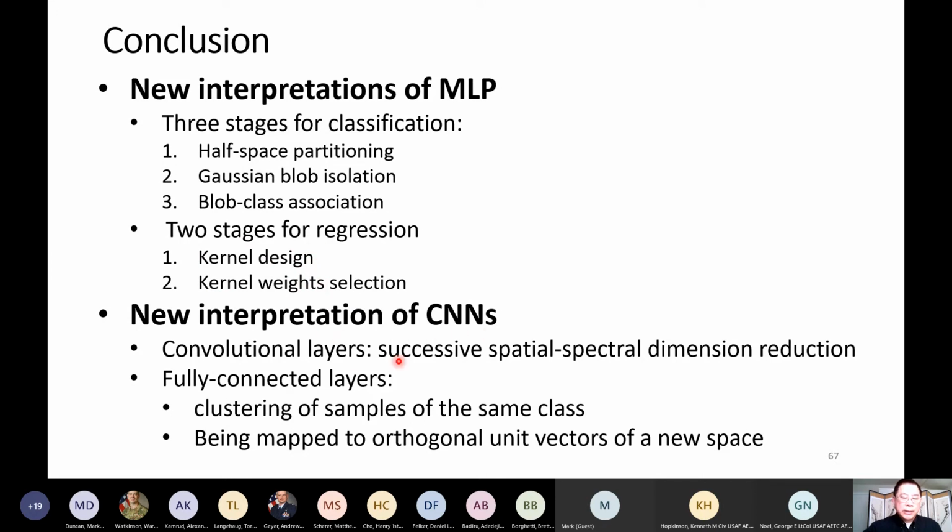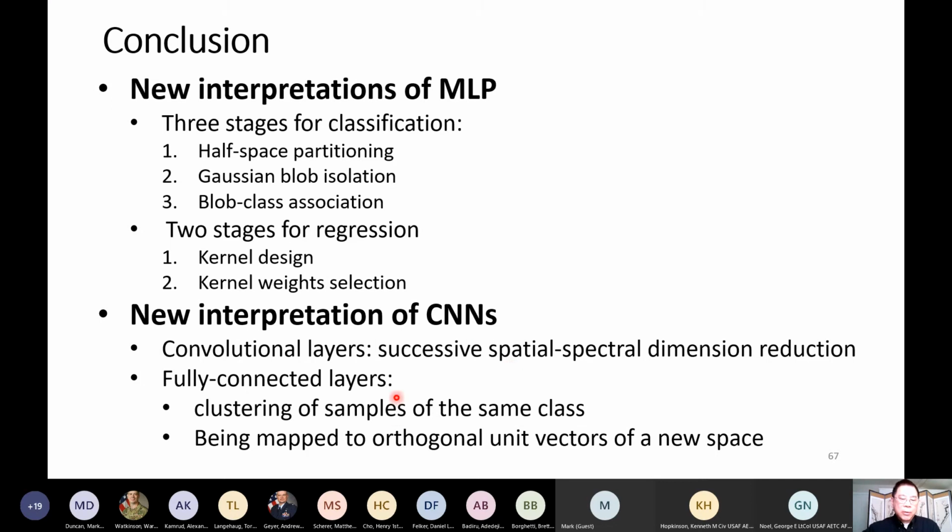A new interpretation of the CNN is that it is basically a convolution layer. We look at it as keep doing spatial spectral dimension reduction, projecting to a subspace. This subspace depends on the statistics of the pixels. We look at the pixels, look at the covariance matrix, and we do the PCA. So it has nothing to do with the label.